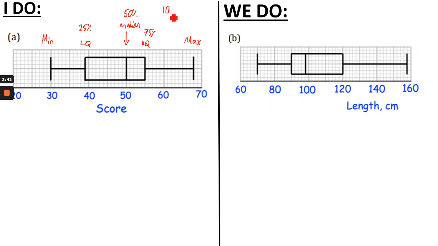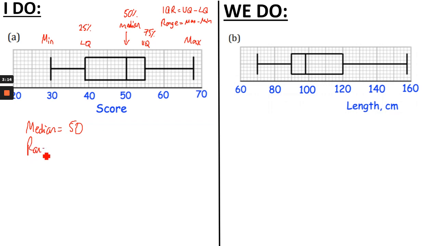The interquartile range is the difference between the upper quartile and the lower quartile. Okay, so you need to remember that. And the range is going to be the maximum subtract the minimum. So for this one, the median, just for revision, we need to check the scale. So we've got 1, 2, 3, 4, 5, 6, 7, 8, 9, 10 squares for a difference of 10. So that's fairly straightforward. The median is going to be 50.